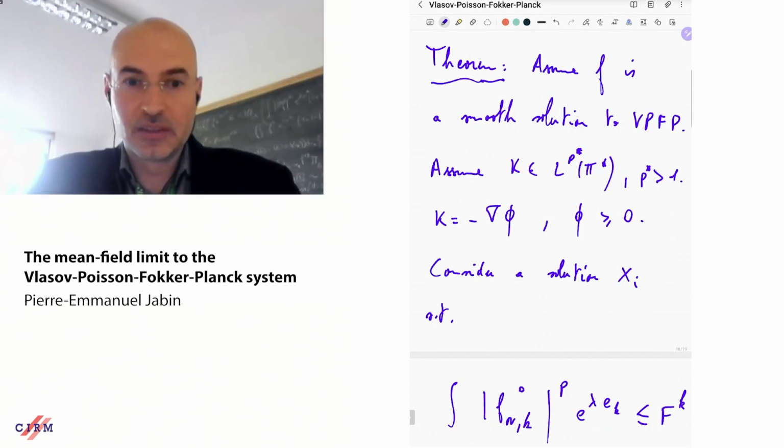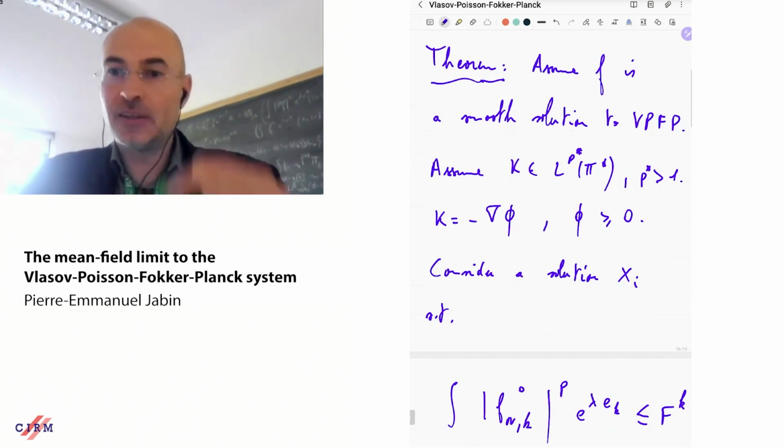So are there questions for Pierre-Emmanuel? Hi. Yeah, I have a question. So you mentioned at some point Daniel Lacker's work on the log L estimates. If I remember well, what he gets out of his method is a rate of convergence in 1 over n squared for propagation of chaos. Is there a similar quantitative estimate for LP?